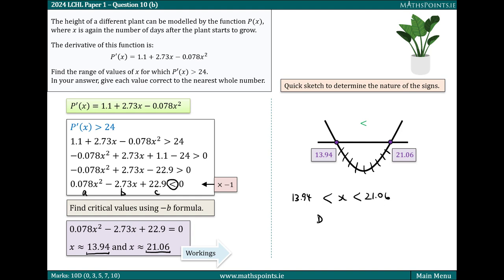So what we're saying is from day, let's just estimate it, from day 14 to day 21, the rate of change of the height of the plant is greater than 24. And they're the answers to the question.